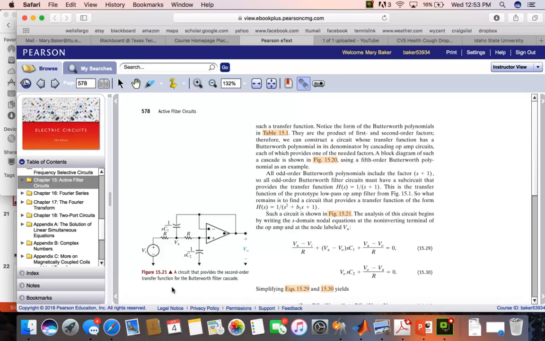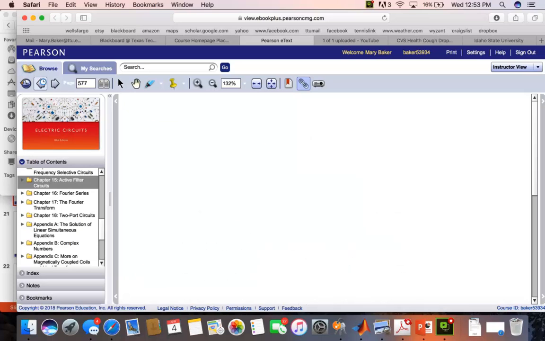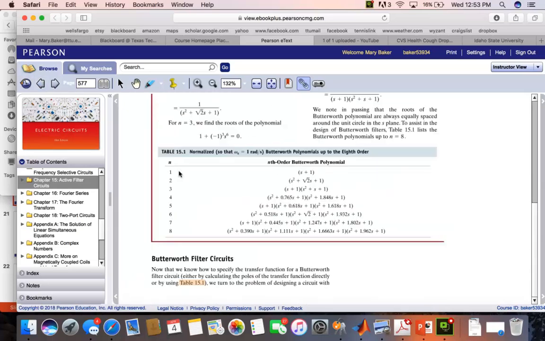So figure 15.21, as you recall from the previous lecture, shows the circuit that gives the second order transfer function that we want for the Butterworth filter. So we'll just go back to our table. Here's that table of Butterworth polynomials.